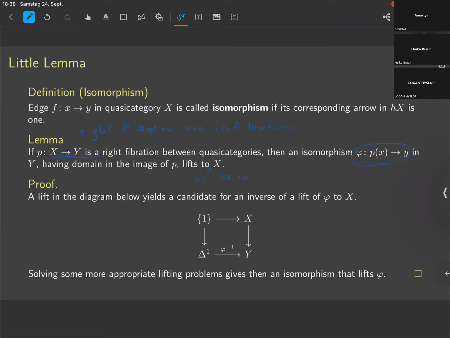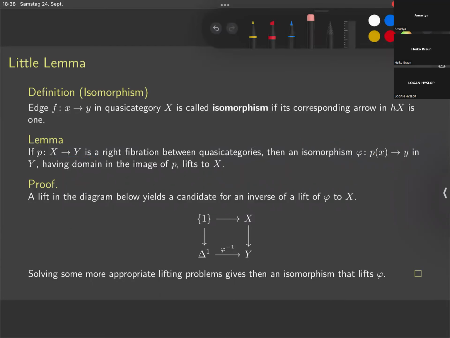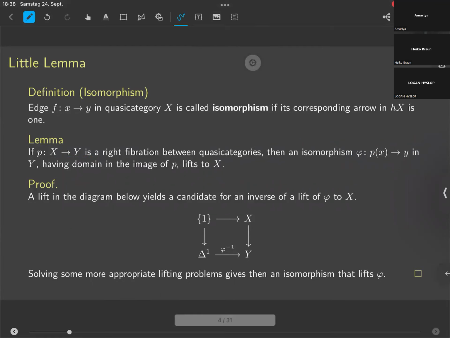Excuse me, sorry to interrupt. Can you please change the color to something lighter? That'll be easier to see. Yes, sure. Maybe this.